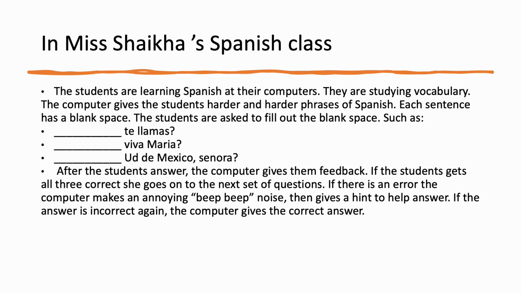After the students answer, the computer gives them feedback. If the students get all three correct, the students get the next set of questions. If there's an error, the computer makes an annoying beep, beep noise and then gives a hint to help answer. If the answer is incorrect again, the student gets the correct answer. So just imagine this class in your mind. There's 30 students at 30 different computers filling out these empty blank spaces and getting feedback from the computer, right? So it's a type of class. You guys can kind of all imagine this class.